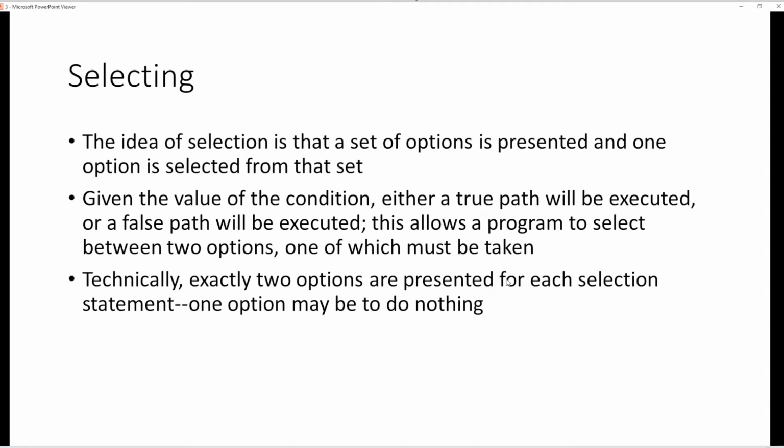Selecting options is done by testing that condition and determining what to do. We will go down either the true path if the condition is true, or the false path if the condition is false. This allows a program to select between 2 options. Technically, every selection statement selects exactly between 2 options. One option may be a do nothing, so it appears at first that we only have one option, but doing nothing is a good second option.